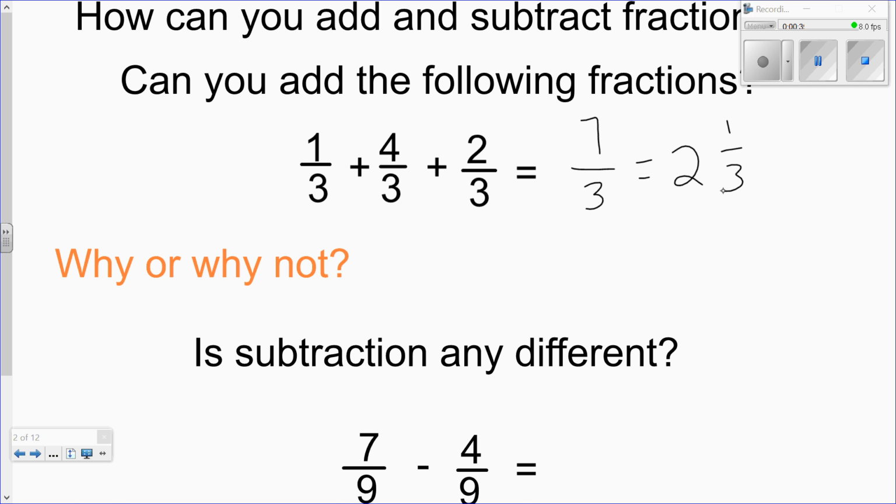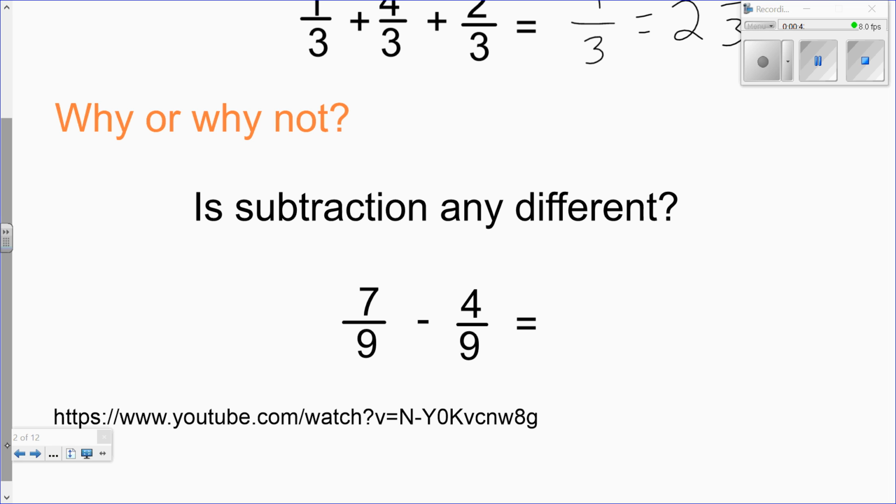Is subtraction any different? The answer is no. As long as you have a common denominator, you just subtract the numerators, and the denominator stays the same. Again, you can simplify this by dividing them both by 3 to find out that your answer is actually 1/3.